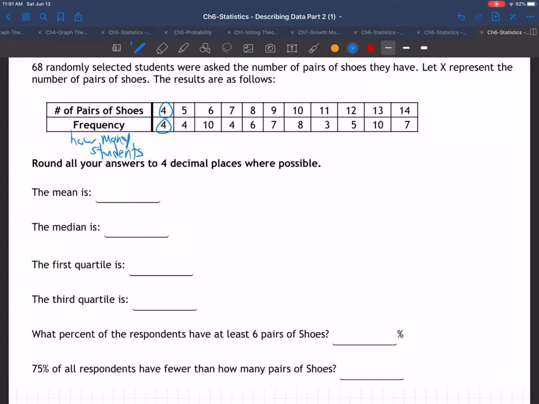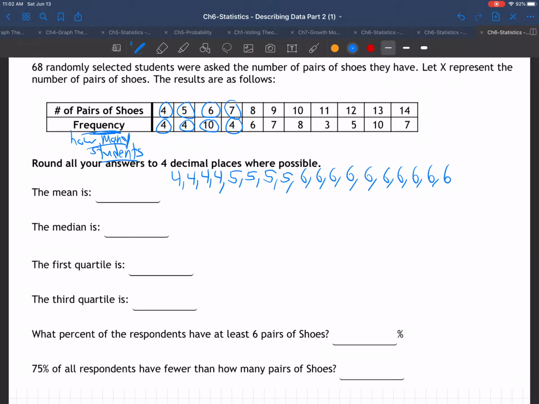So I'm going to list this out. I'm going to go 4, 4, 4, 4. There's 4 students that reported that they have 4 pairs of shoes. And then there's 4 students that said they have 5 pairs of shoes. So that's 5, 5, 5, 5. And then there's 10 students, right? Because the frequency is how many students, how frequently that number was reported, that said they have 6 pairs of shoes. So 1, 2, 3, 4, 5, 6, 7, 8, 9, 10. 10 students have 6 pairs of shoes.